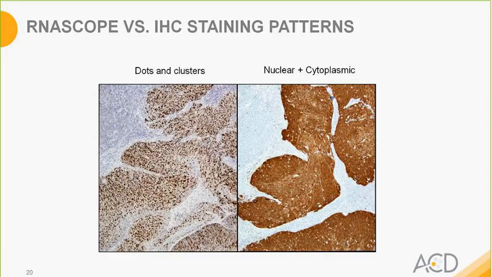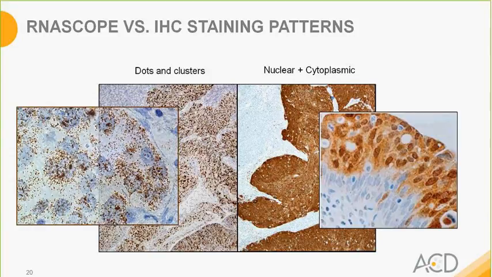In comparison to this diffuse staining pattern of most IHC assays, such as the current example of a P16 stain, which we had previously seen, exhibits both a nuclear and cytoplasmic diffuse staining pattern, the RNAscope assays show dots and clusters in both the nuclear, as seen here, as well as the cytoplasmic compartments. You can see the dots surrounding the nucleus as well as in the nucleus.